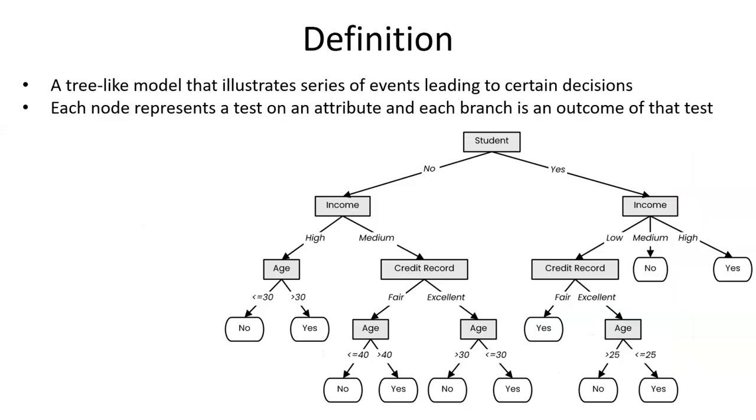So the definition: it's a tree-like model which illustrates a series of events leading to a certain decision. Each node represents a test on an attribute, and each branch is the outcome of that test. You can see: is the person a student, yes or no; is income high or low; is age greater than 30 or less than 30; is the credit record fair or excellent; or is income low, medium or high. Here there are three branches on one node. On income there are only two branches, on student two, credit record two, and age two.